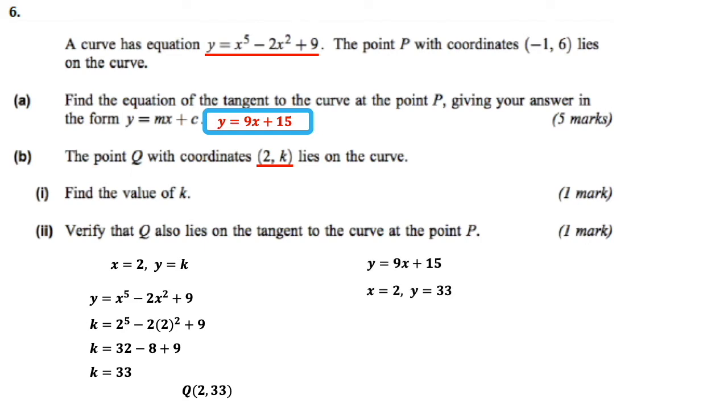So for every x, we change it to be a 2, and for every y, we change it to be a 33. So what we know is true is that 33 must be equal to 9 times 2 plus 15. 9 times 2 is equal to 18. 18 plus 15 is equal to 33. As both sides are equal, it means that the values do satisfy the equation, which means that Q must also lie on the tangent.